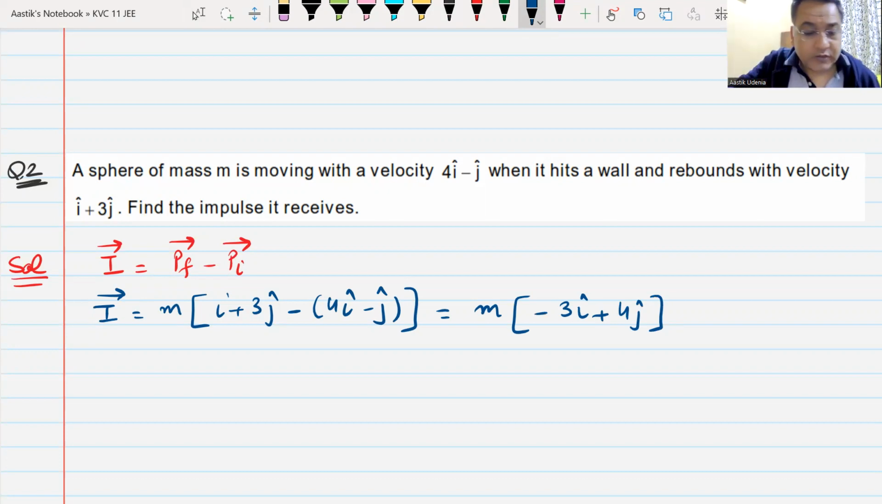I hope that point is clear to you. Now, the next heading that we are going to do is known as impulsive force. So the next heading that we write is impulsive force.